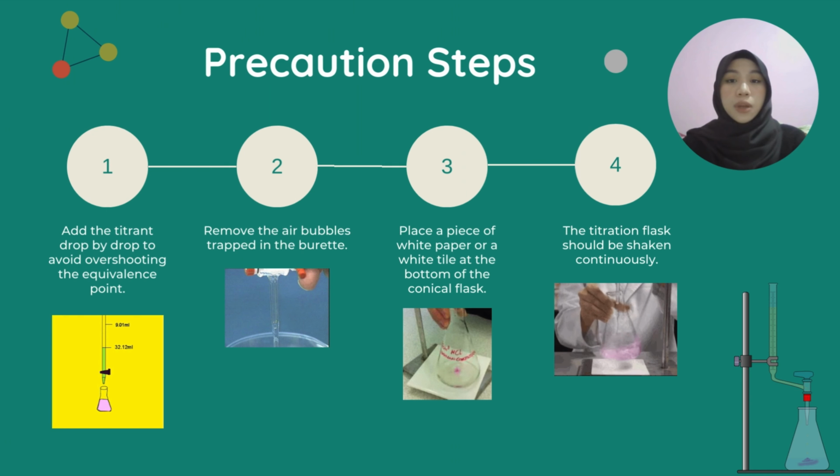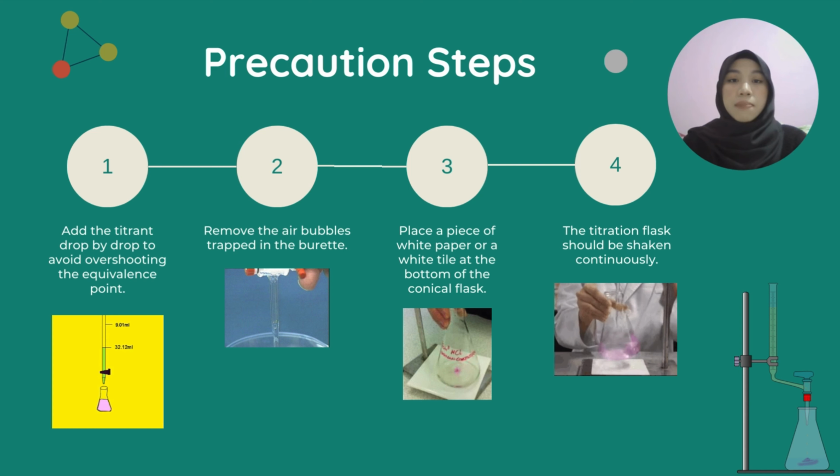There are plenty of precautionary steps that should be considered. First, we need to control the titrant flow. Near the endpoint, we need to add the titrant drop by drop to avoid overshooting the equivalence point, which can cause error. Second, remove the air bubbles trapped in the burette by gently tapping it and letting a small amount of titrant flow through the tip.